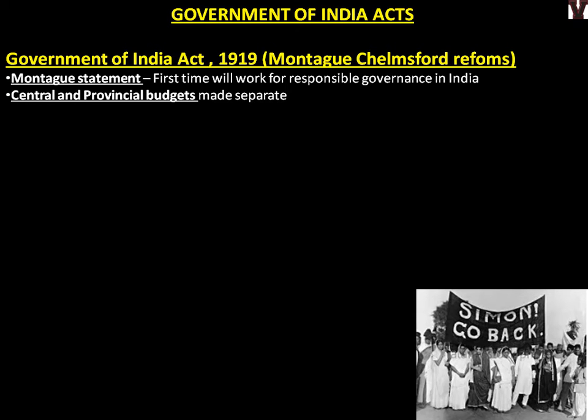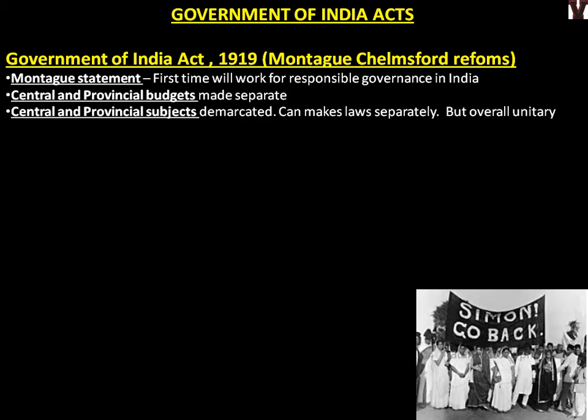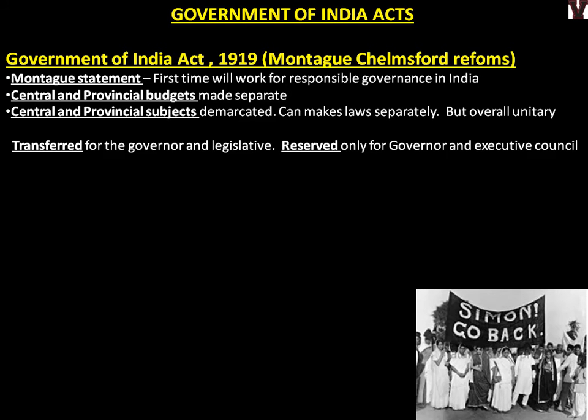Central and provincial budgets made separate. So that means now the budget has gone to the local level also. Not only central budget, there will be provincial budget, separate budget for provinces. And central and provincial subjects demarcated. Can make laws separately, but overall unitary. So the overall structure was unitary only. That means center is strong. Okay, but province got little more autonomy and the subjects and budget was demarcated.